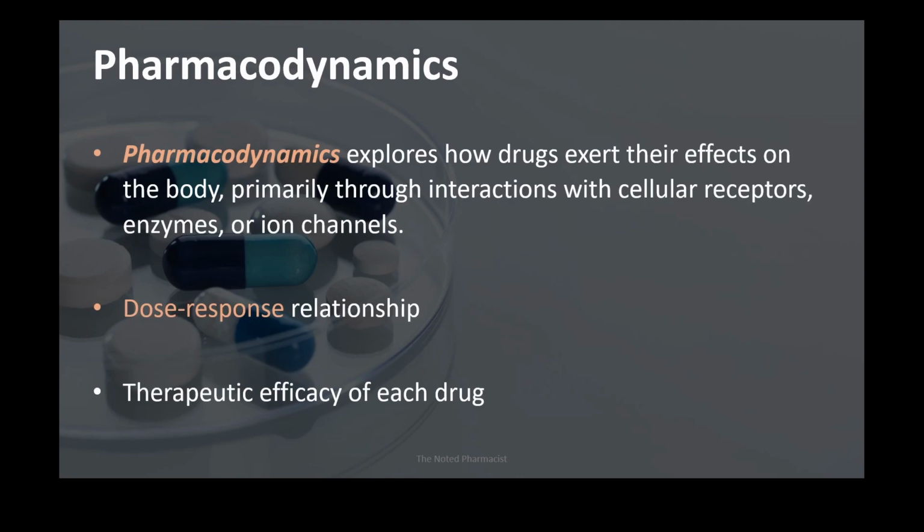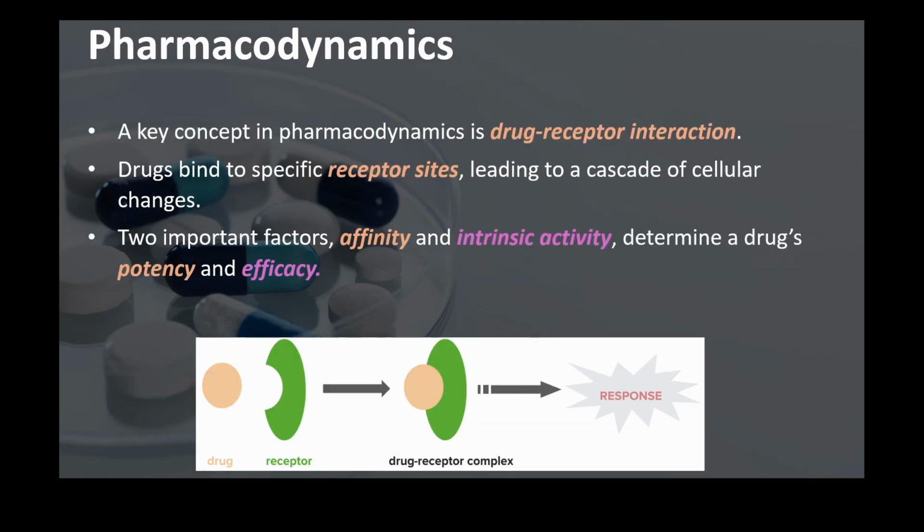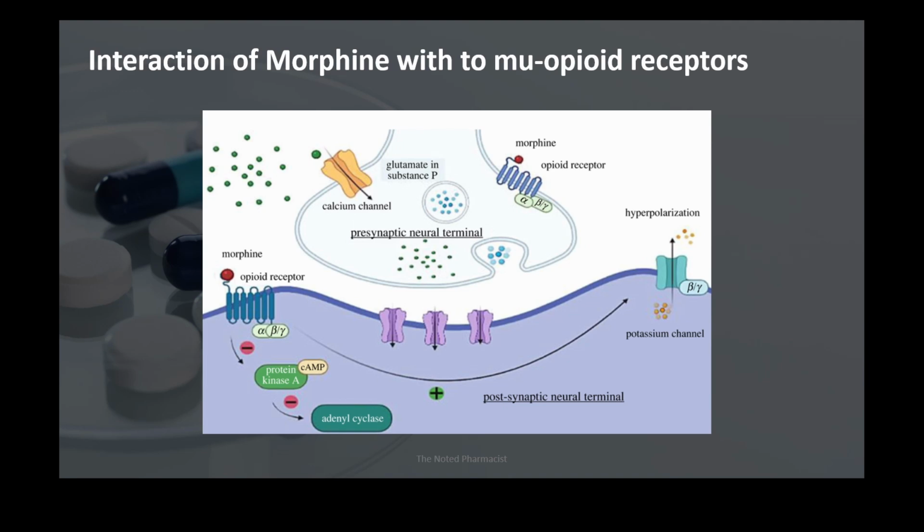Let's briefly look at pharmacodynamics. Pharmacodynamics explores how drugs exert their effects on the body, primarily through interactions with cellular receptors, enzymes, or ion channels. This is fundamental to understanding the dose-response relationship and therapeutic efficacy of each drug. A key concept in pharmacodynamics is drug-receptor interaction. Drugs bind to specific receptor sites, leading to a cascade of cellular changes. Two important factors, affinity and intrinsic activity, determine a drug's potency and efficacy. For instance, morphine binds to mu-opioid receptors with high affinity, which is why it's highly effective in managing pain.